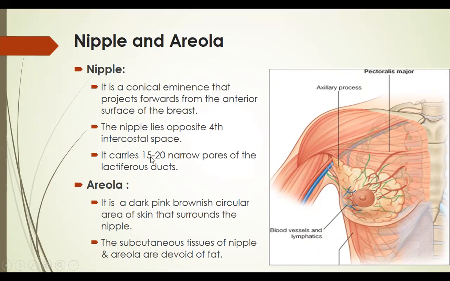It carries 15 to 20 narrow pores of the lactiferous ducts. If you see, there will be multiple pores. It is not a single opening, but multiple pores, 15 to 20 narrow pores of the lactiferous ducts. Then around that is the pigmented area, the dark brownish circular area of the skin that surrounds the nipple, called the areola. The subcutaneous tissue of the nipple and the areola are devoid of fat, so there is no fat on the nipple as well as the areola, and it is also devoid of hair.